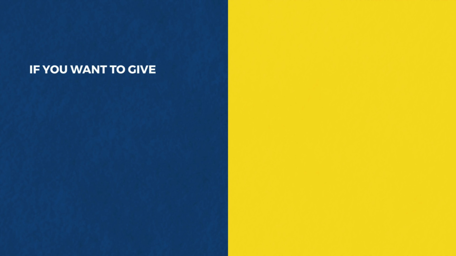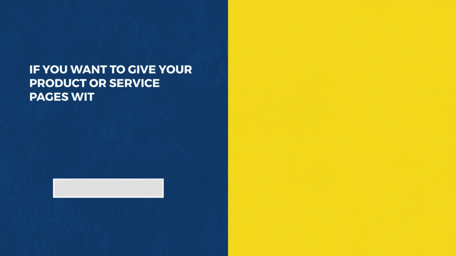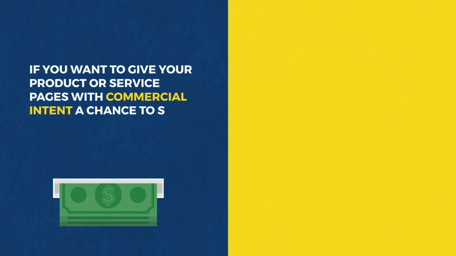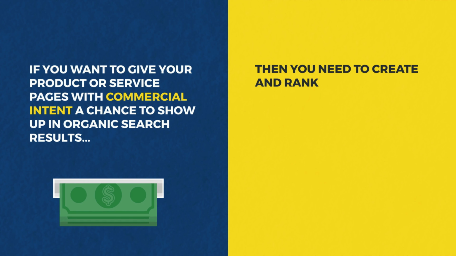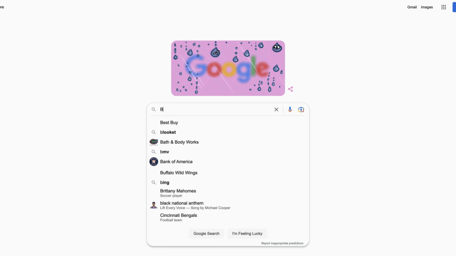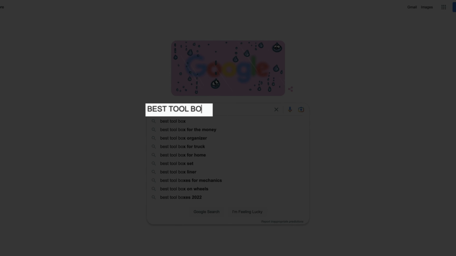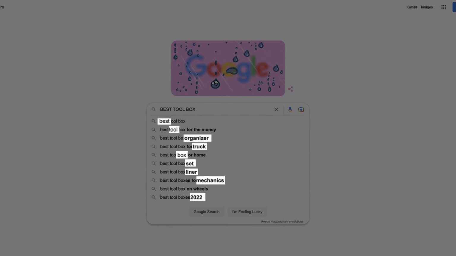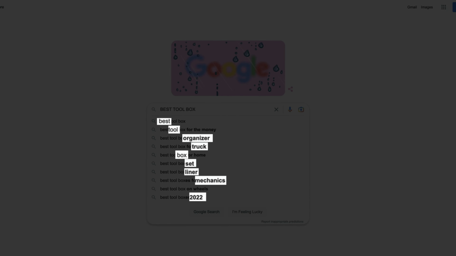Therefore, if you want to give your product or service pages with commercial intent a chance to show up in organic search results, then you need to create and rank helpful blog posts with informational content too. Key phrases are what people type into search engines to find your stuff. The words that make up these key phrases are called keywords.